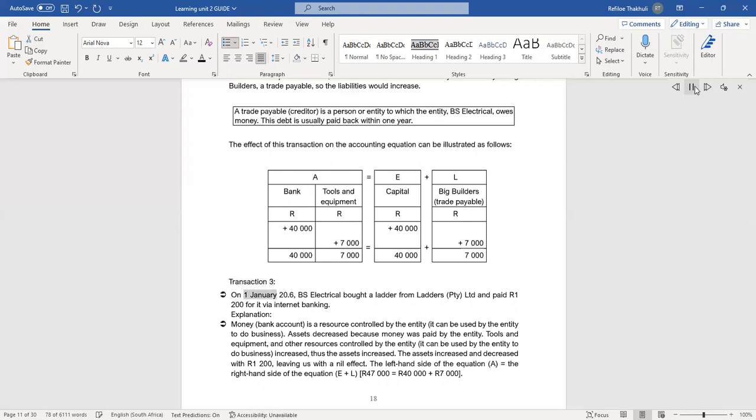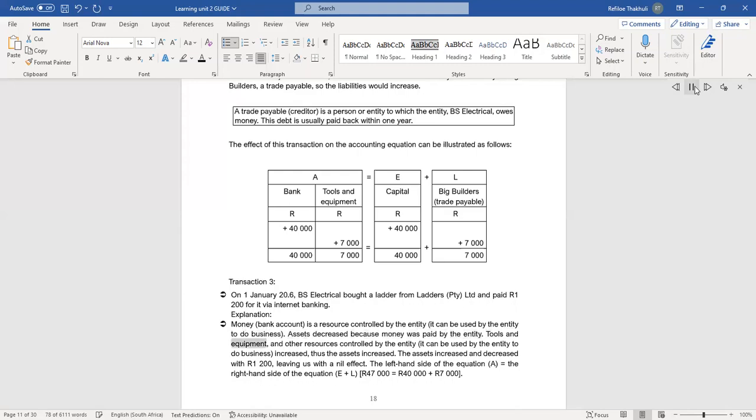On January 1, 20.6, BS Electrical bought a ladder from Ladders Thai, Ltd and paid R1200 for it via internet banking. Explanation: money, the bank account, is a resource controlled by the entity. It can be used by the entity to do business. Assets decreased because money was paid by the entity.